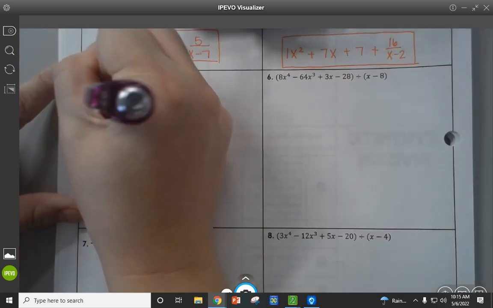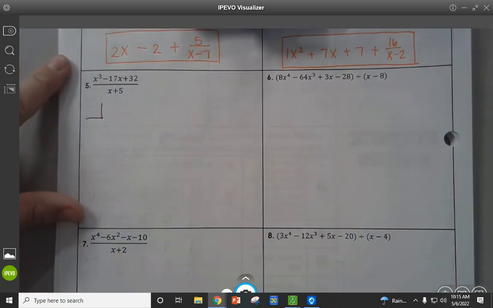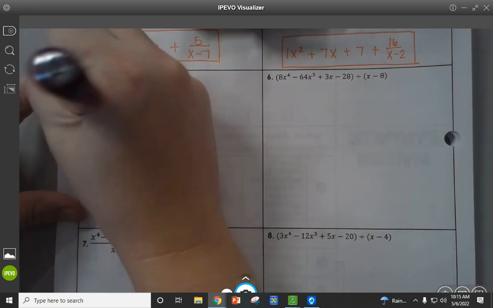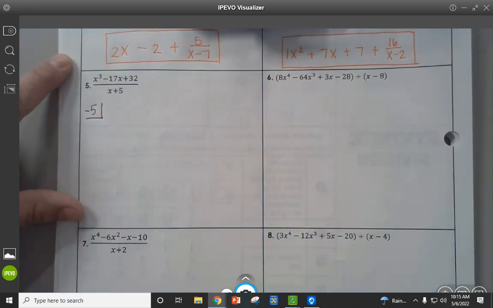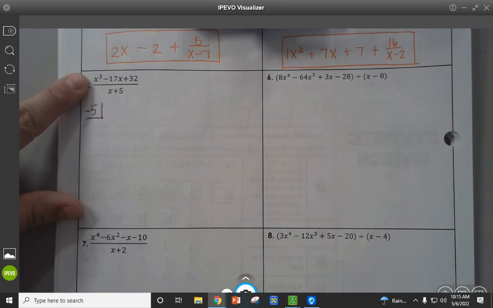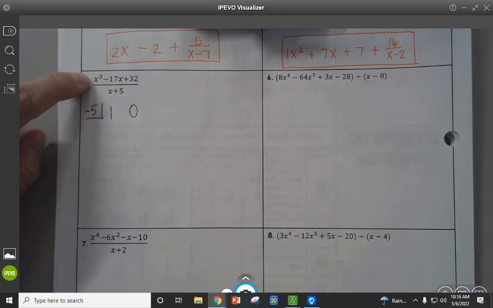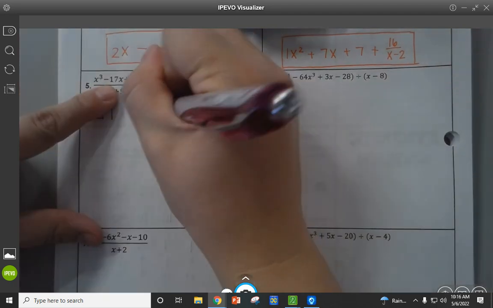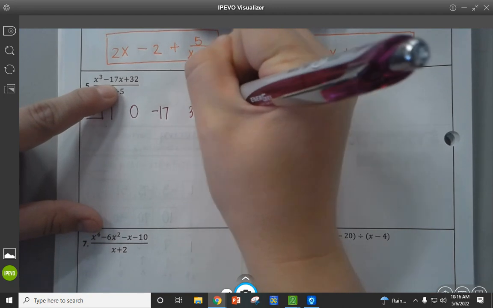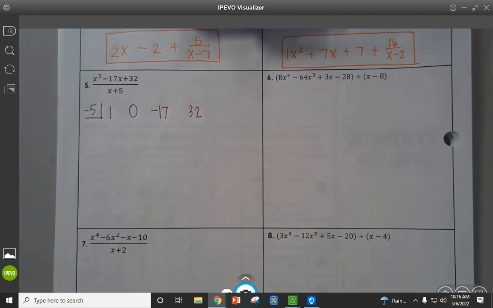Okay. So in my corner box, I have what? -5. It's always the opposite of what we're dividing by. And then I've got 1x cubed, just so my 1. 0 for my missing x squared. Then I have -17 and 32. So anything that is missing there in between, you have to put a 0 in its place. Leave a space and draw a line.